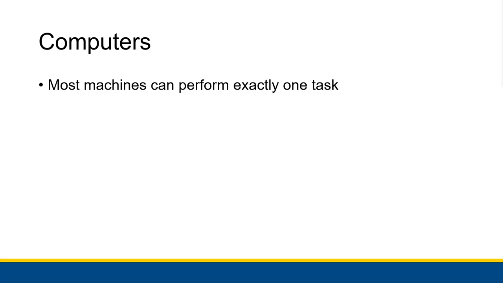So first off, let's talk about what makes computers kind of special as a machine. Most machines can only perform one task. If you think about an old-fashioned car, the engine inside of that car only performs one task, which is taking in some of the fuel, igniting it, and then using that fuel to move the pistons, which then is able to power the car.